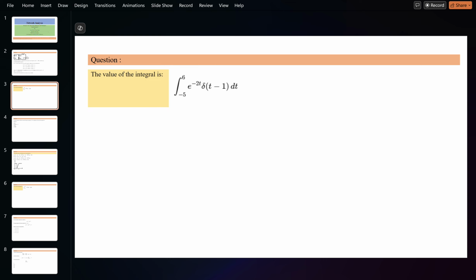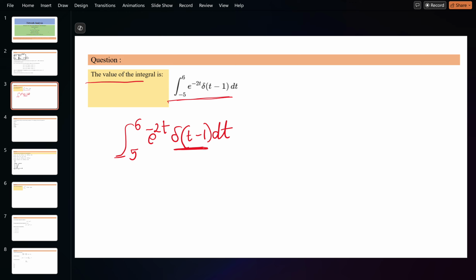See, this is the first problem. Here, what is given? Some integral terms are given. Suppose this is given as the integral from minus 5 to 6 of e to the power minus 2t delta of t minus 1 dt. So if the delta function is coming into the picture, how do we solve this kind of integral?